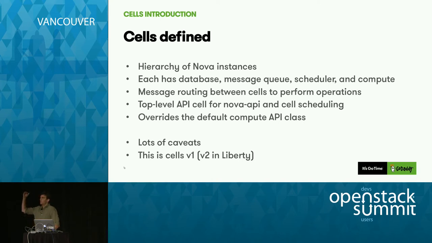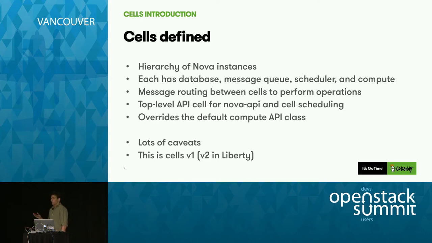There's a very top-level cell called the API cell. There's no compute at that cell, but that's where the API lives and the entry point to this whole system. That's where the public API sits, and how people continue to interact with OpenStack. It then schedules down and filters to the compute cells below it. In the code, in Nova API, the default compute class is overridden by a Nova Cells class, which re-implements that compute layer to do cell scheduling rather than standard Nova scheduling using conductor and scheduler.